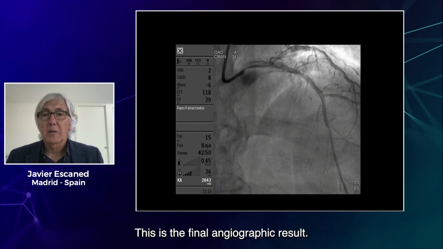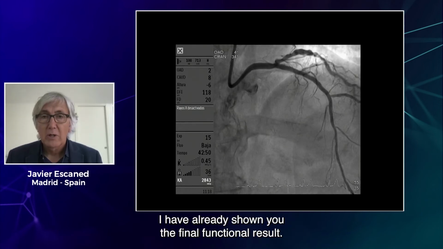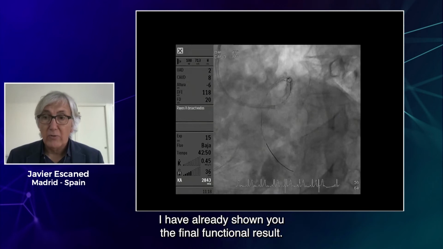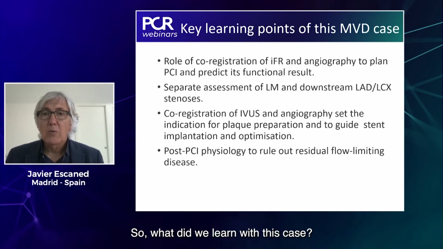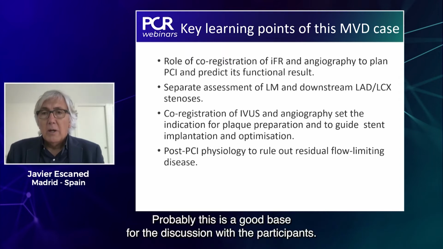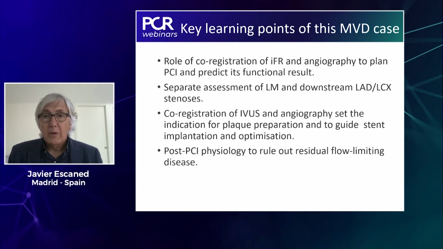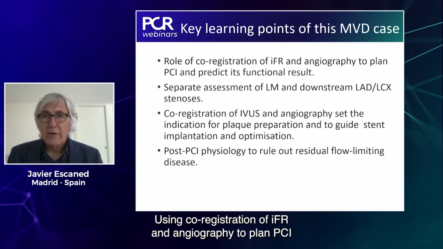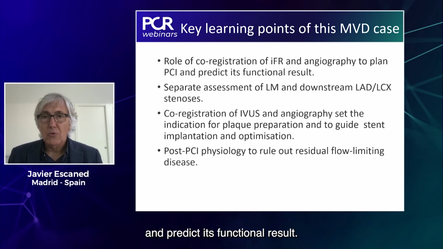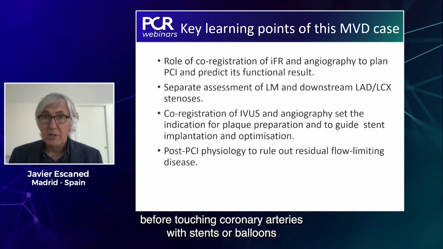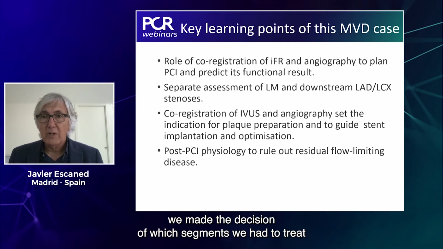This is the final angiographic result. I have already shown you the final functional result. So what did we learn with this case? And probably this is a good example for the discussion with the participants. What was very useful for us was using correlation of iFR and angiography to plan PCI and to predict the functional result. That was how, from the very beginning, before touching the coronary arteries with stents or balloons, we already made the decision of which segments we had to treat.